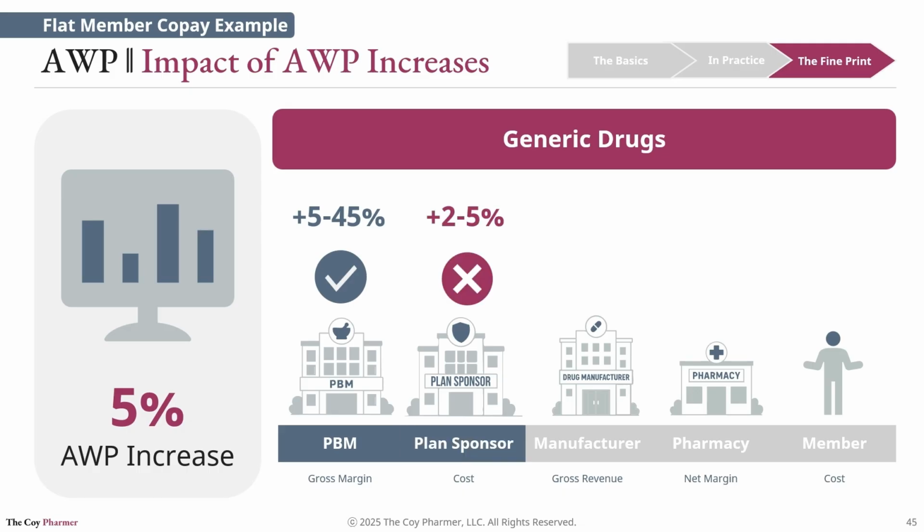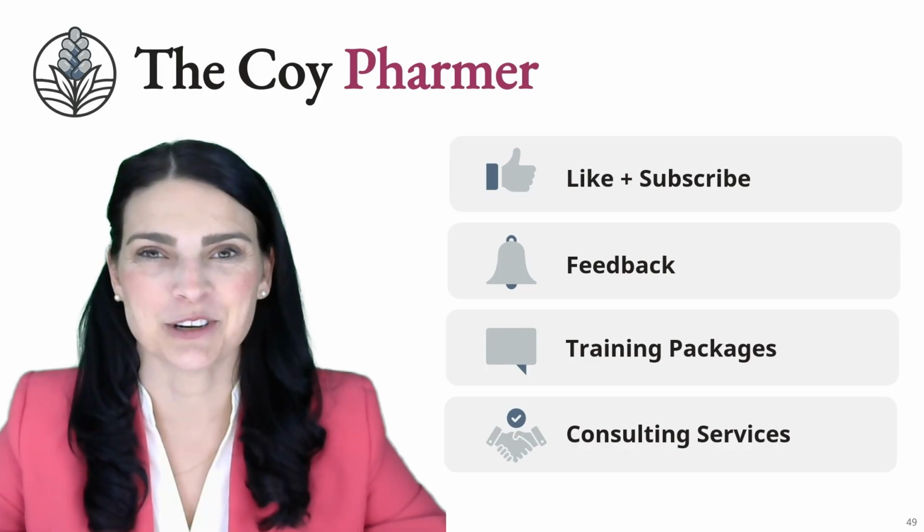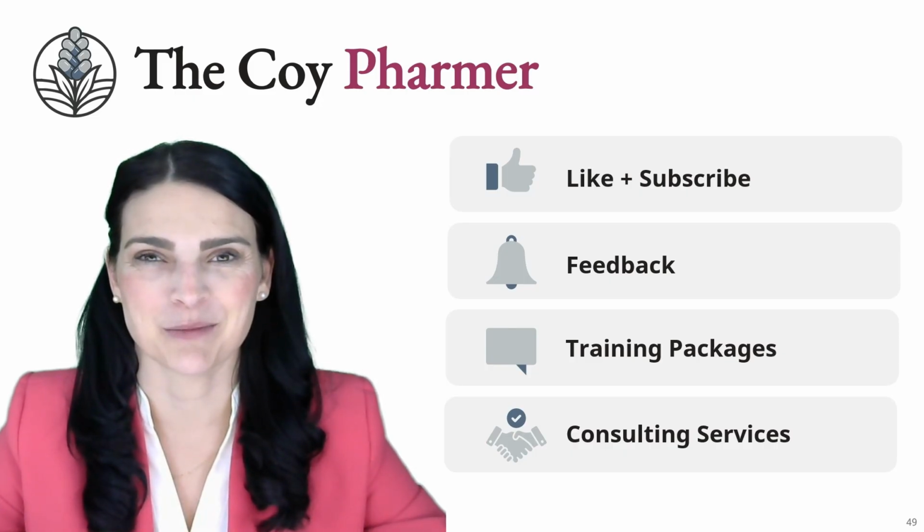Plan sponsors will bear the brunt usually of a lot of the cost of this increase, so they may pay 2 to 5% more. Manufacturers, again, are not necessarily making more from AWP increases and may in fact have negative consequences in Medicaid reimbursement for increasing AWP in generics. Pharmacies continue to have a neutral event, and the member is typically going to still pay their flat copay of $10.